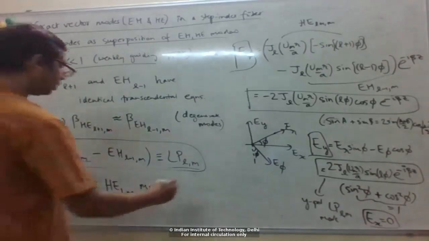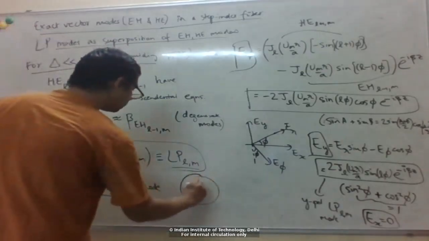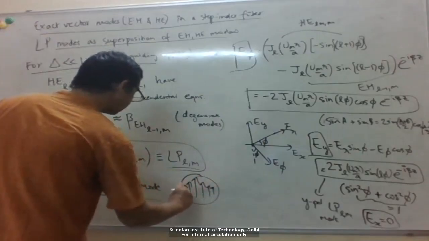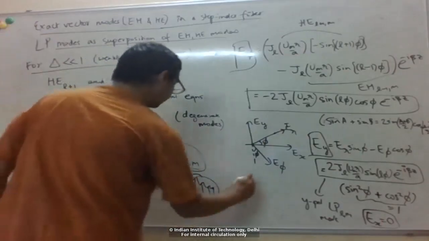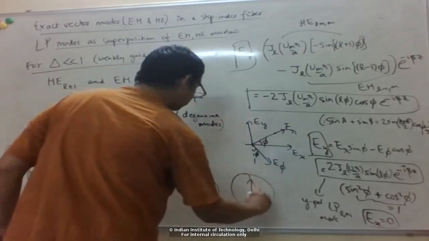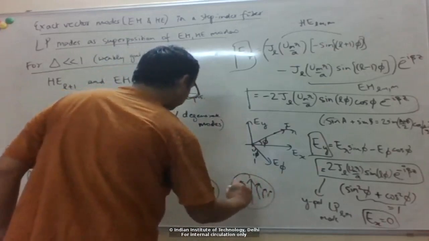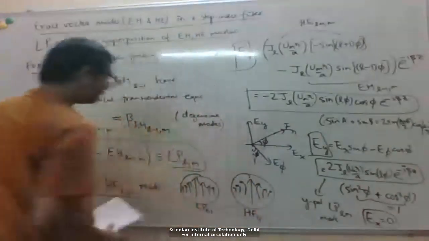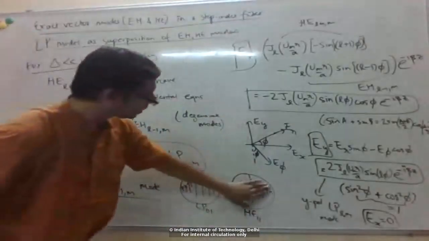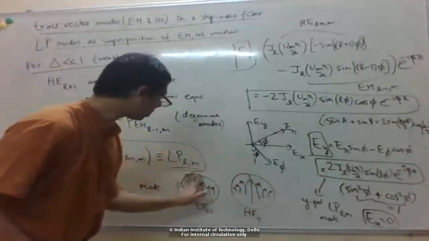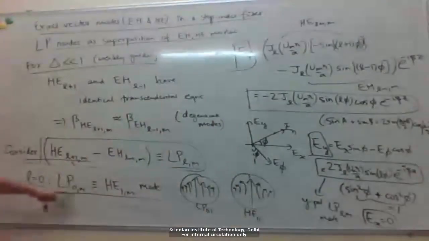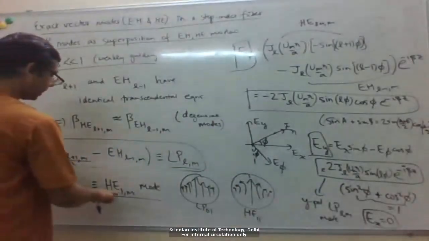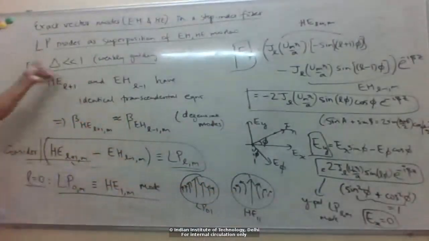Again, recall we saw that the LP01 looked almost the same as the HE11, right? So this was LP01 and HE11 had a slight curvature in the electric field, right? So in this limit, this curvature becomes small and it almost looks linearly polarized, right? So again, LP0M is basically the HE1M mode in this case.